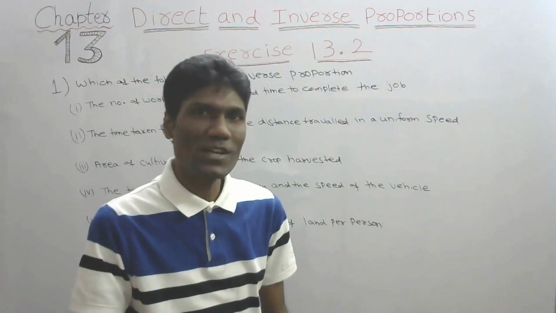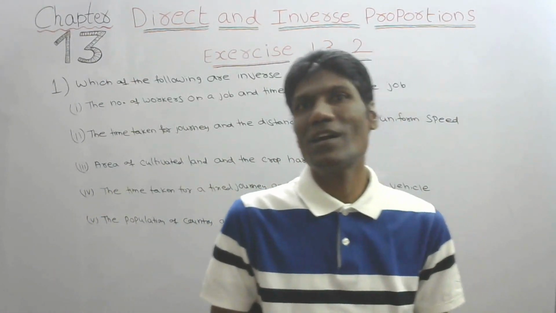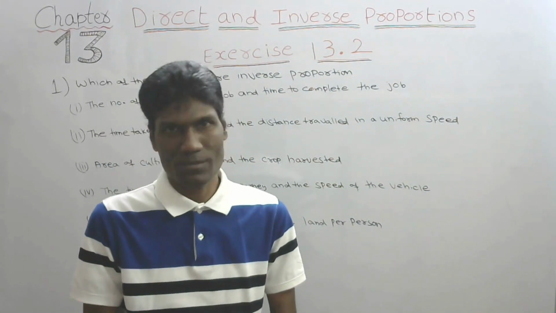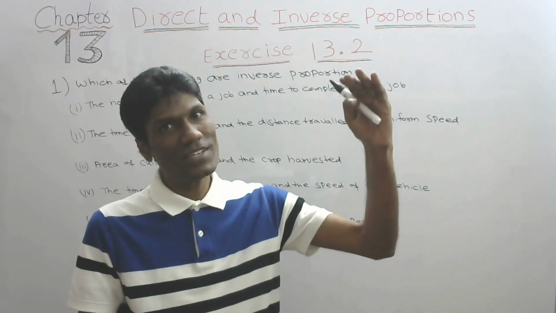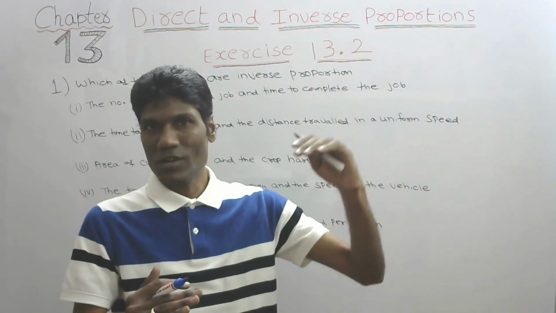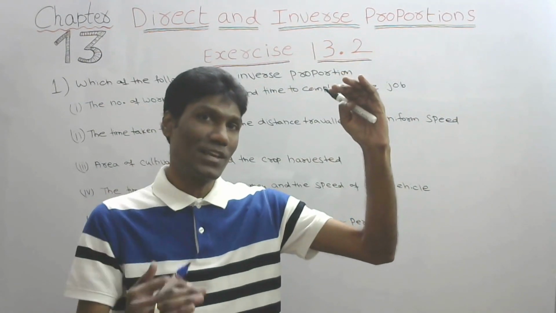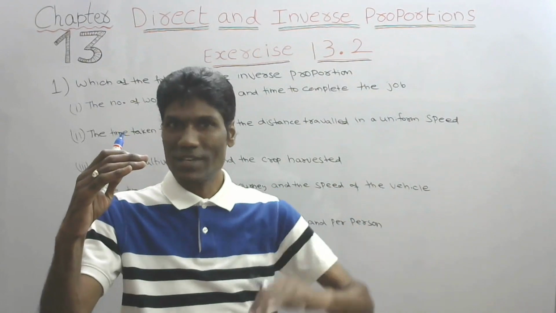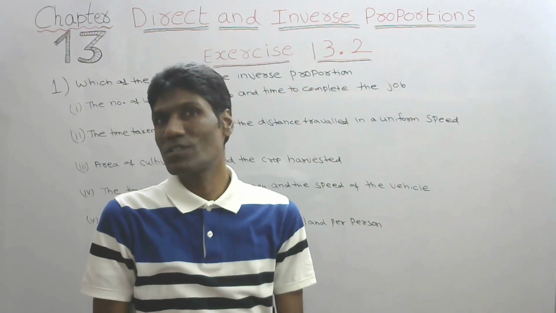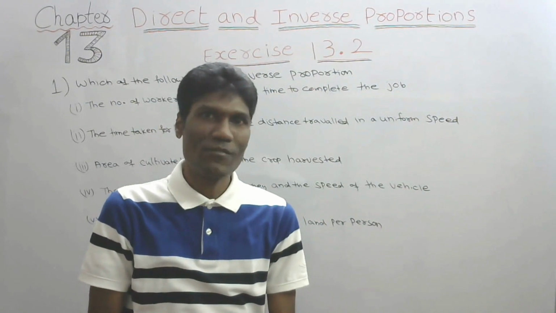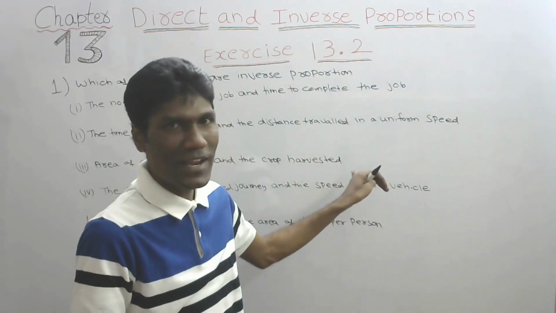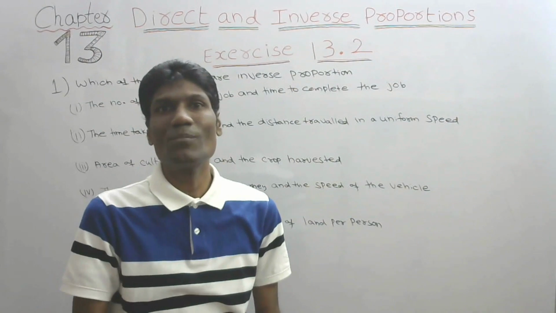First, what we need to understand is, what is inverse proportion? What is the definition of inverse proportion? Two quantities are changing in such a manner that if one quantity is increasing, the other quantity is decreasing, and vice versa. If one quantity is decreasing, then the other quantity should increase. If such proportion is there, then we will call it inverse proportion. Now check whether any of them has that proportion.